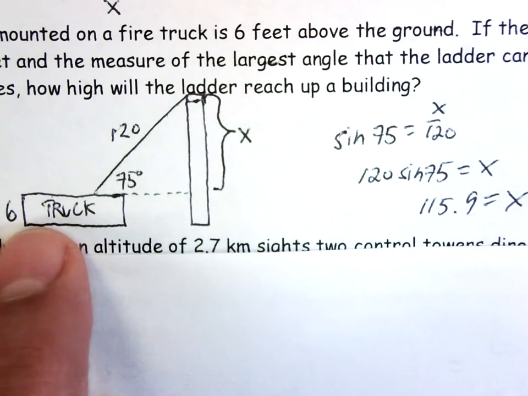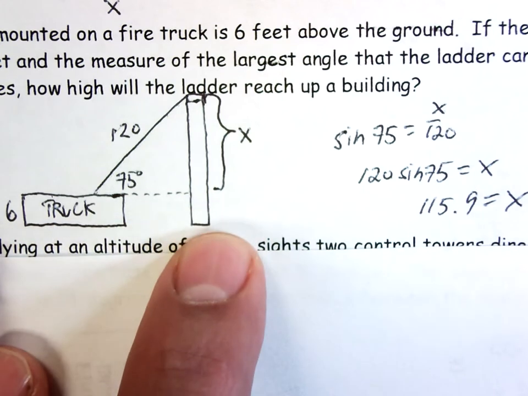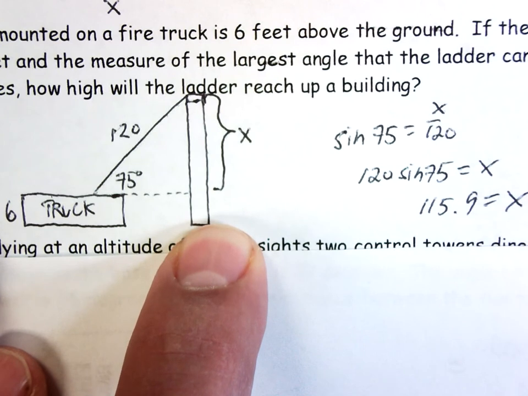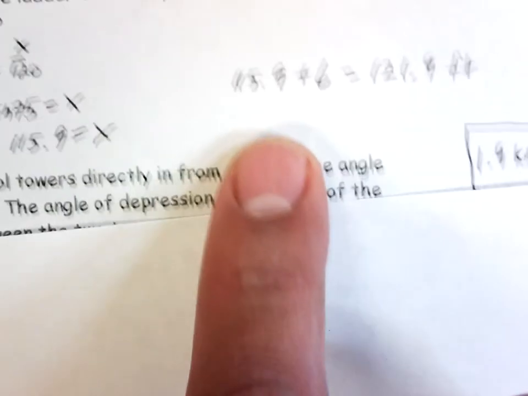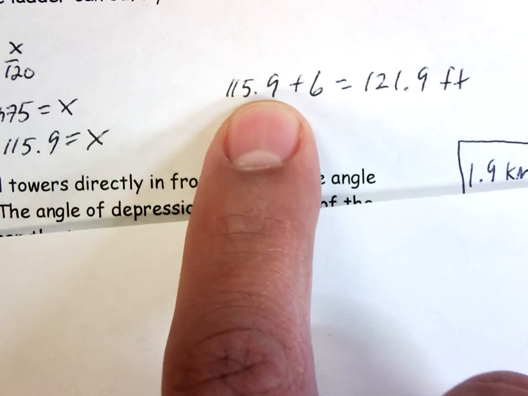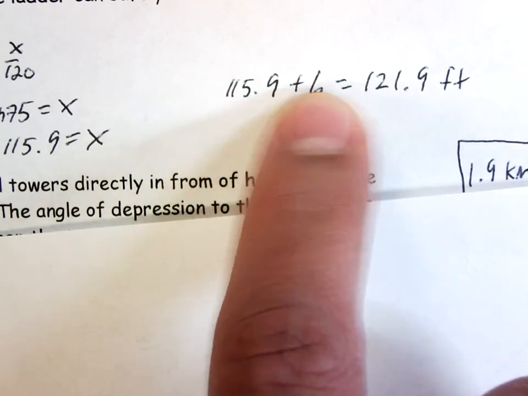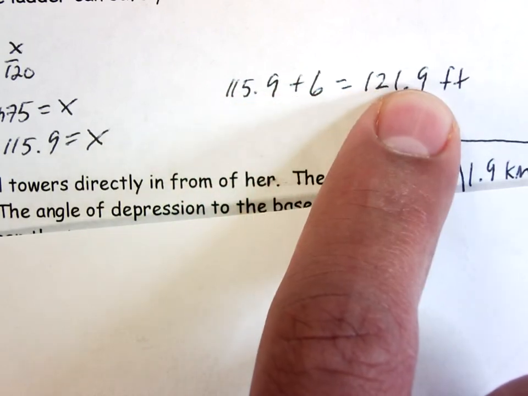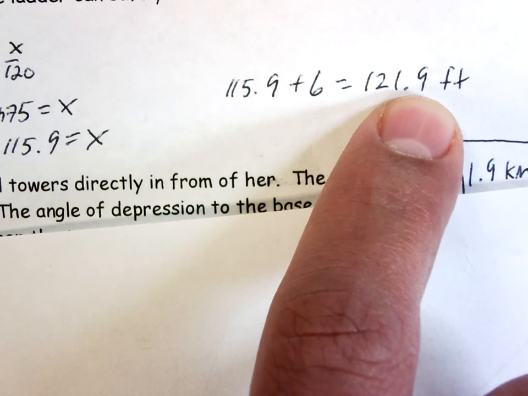Well, that's 6 feet. I already know from here to here is 6, that's the height of the fire truck. So all I have to do is take that 115.9 that I found and add 6. So the total height it'll reach up the building is 121.9 feet.